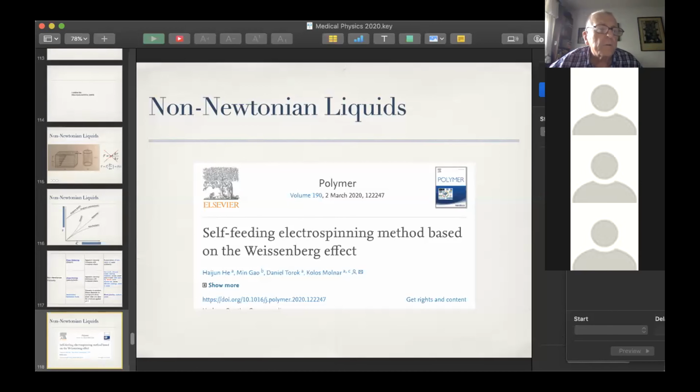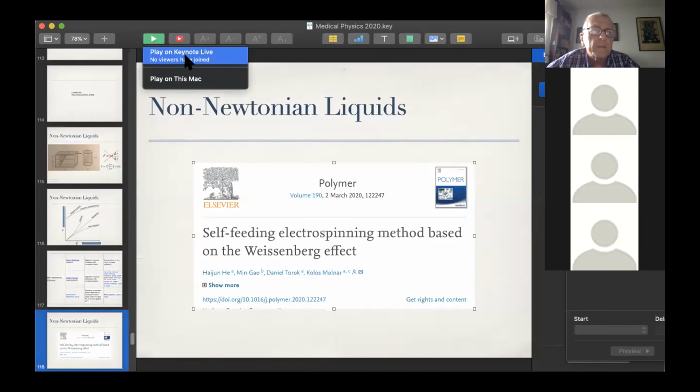I would like to show you now some effects related to the properties of the non-Newtonian fluids. This is the effect which is called the Weissenberg effect. That is just to show you that there are very recent works along this topic. And I have to play it.